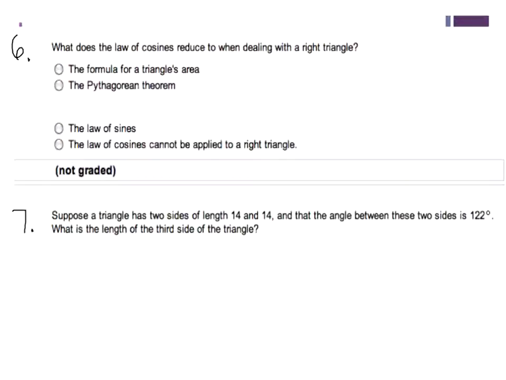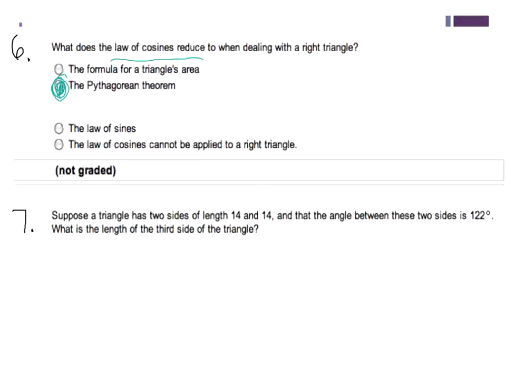Okay, number 6 we've gone over last week too. I just want to make sure you guys know the right answer. It says, what does the law of cosines reduce to when dealing with a right triangle? So if you have the law of cosines, by the time you totally reduce it, it becomes the Pythagorean theorem. That will definitely be a question, so make sure you know that.